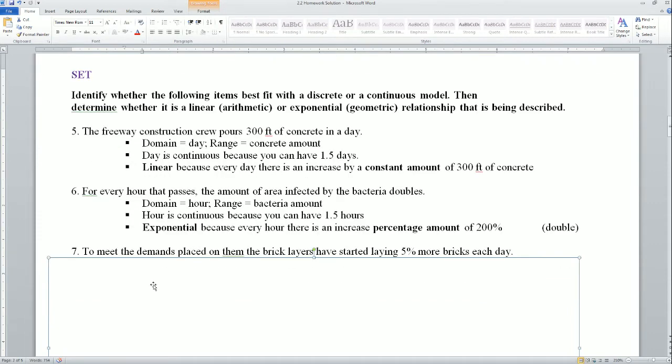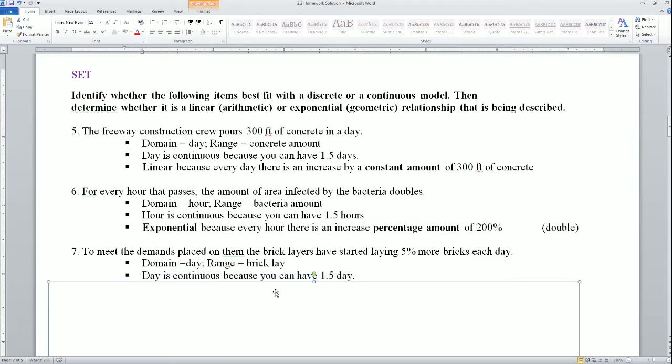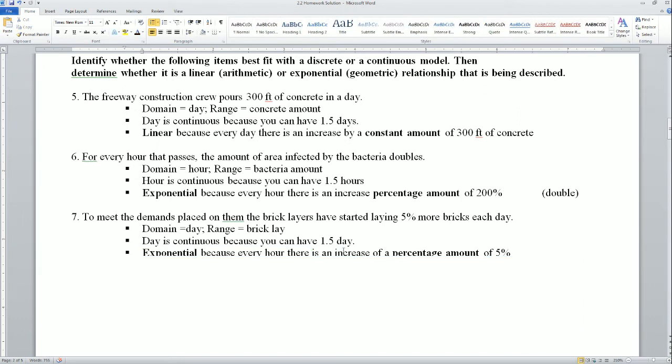7. To meet the demands placed on them, the bricklayers have started laying 5% more bricks per day. The domain is days here, and the range is the bricks laid. The day is continuous because you could have 1.5 days. And it's exponential because every day there is an increase by a percentage amount of 5%.